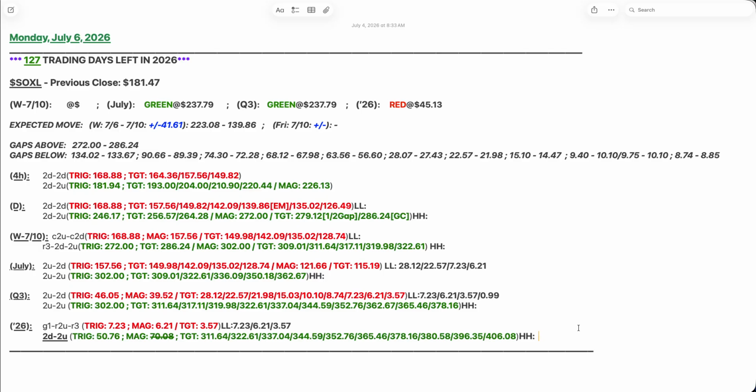Now, the month and the quarter, we're still inside, right? We haven't gone 2 up or 2 down. So the possibility for each is both out here. We've got those listed for you on both the month and the quarter.